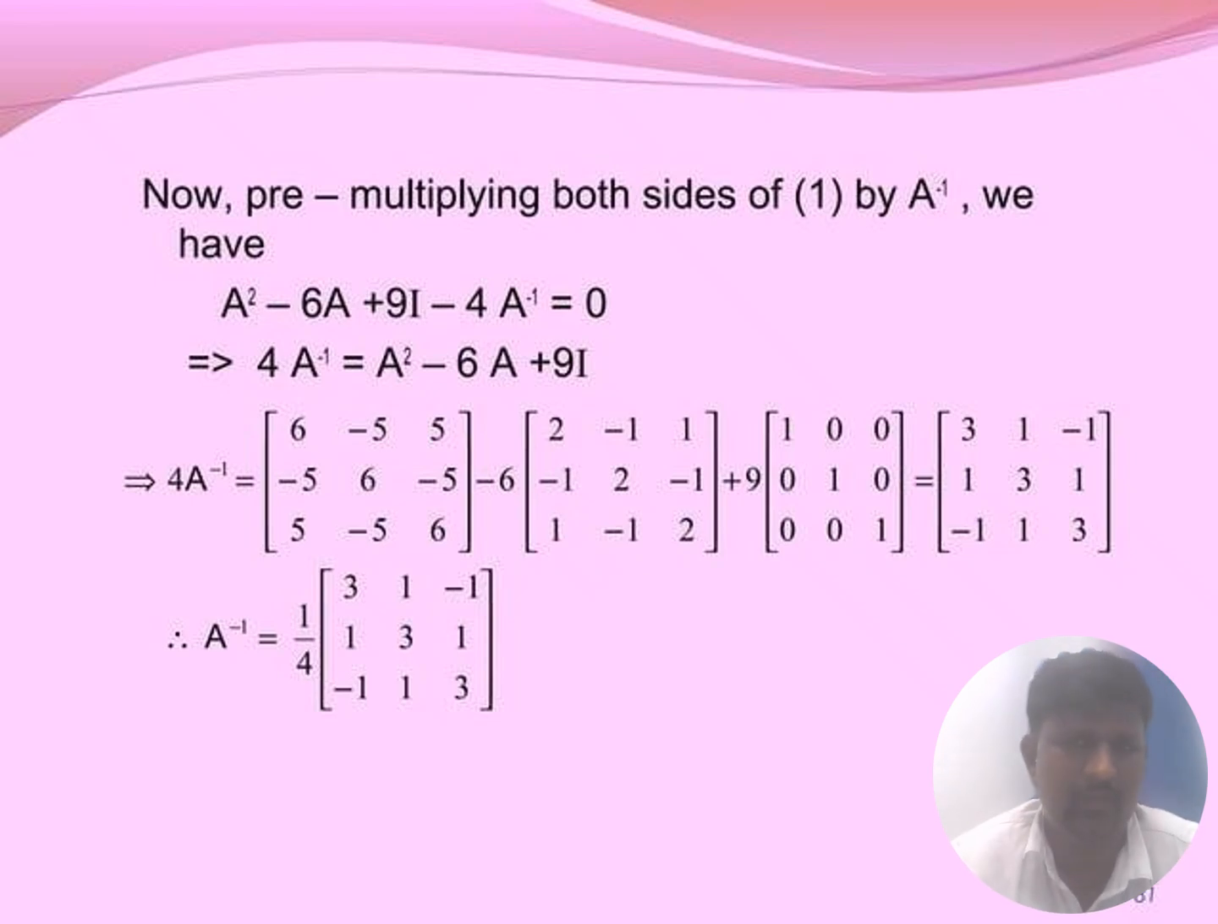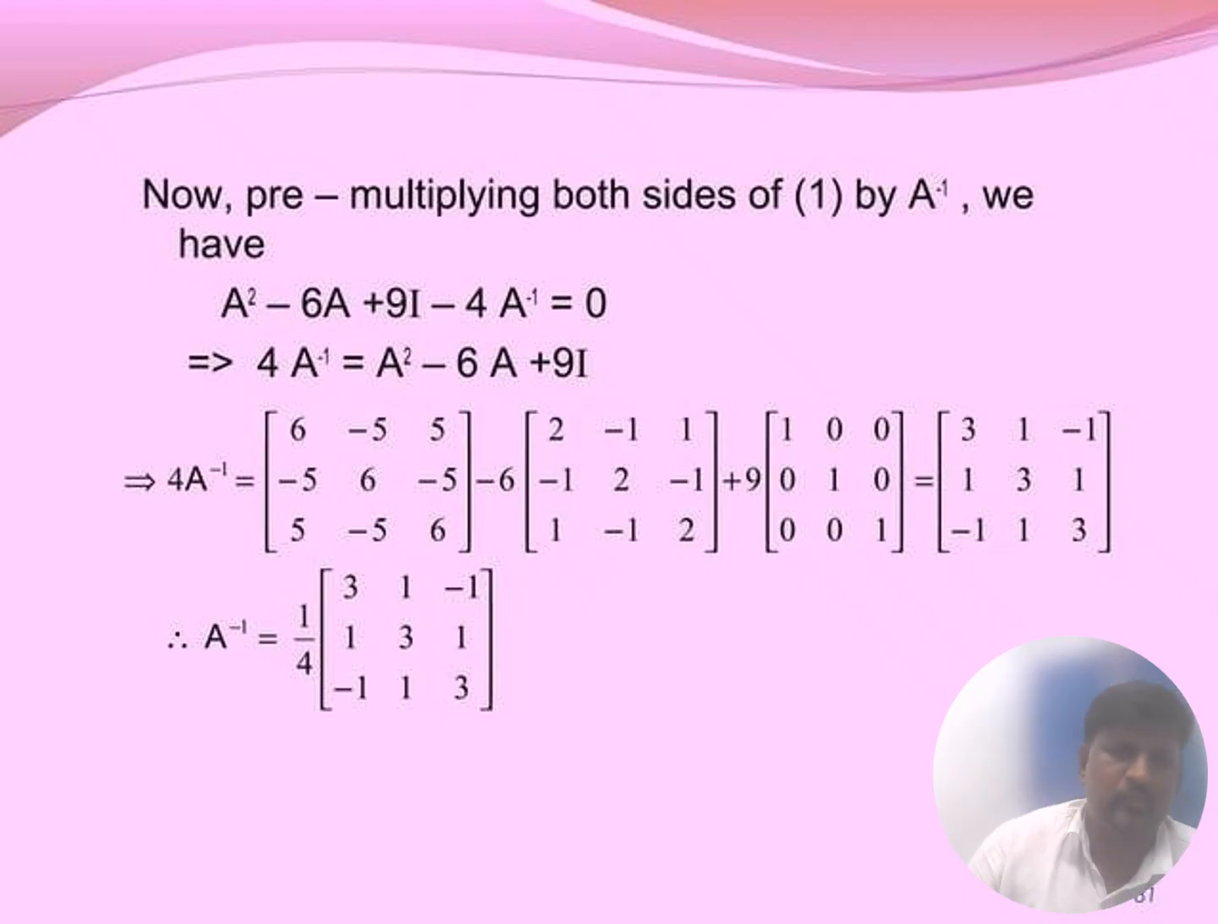We can pre-multiply by A inverse. We got the reduced equation: A square minus 6A plus 9I minus 4A inverse is equal to 0. From that, we can separate the A inverse value, that is, 4A inverse equals A square minus 6A plus 9I. Already in the previous part we got the A square value.